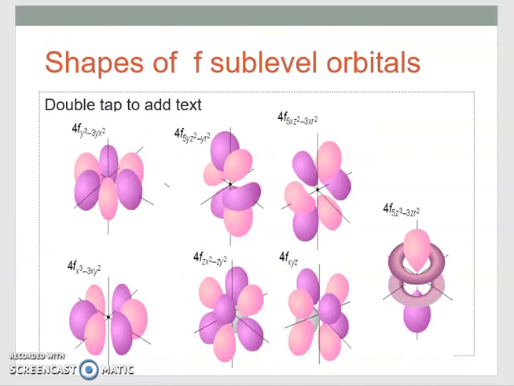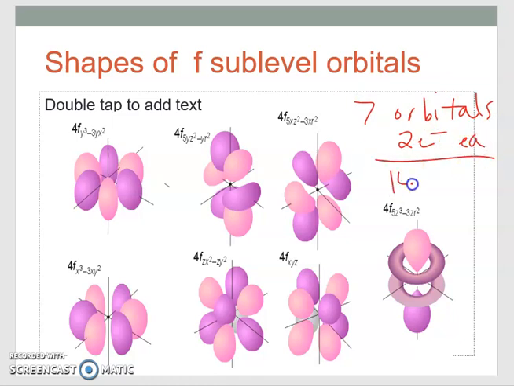The final sublevel is F. These are the shapes of the F sublevel. And whenever we look at this, again, these would all be combined. We have 7 different orbitals here. They can each hold 2 electrons, so it has a total of 14 electrons.